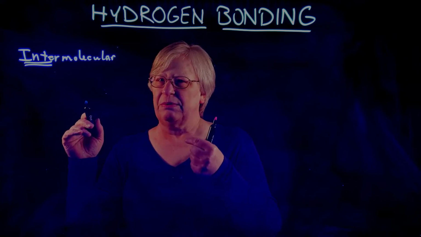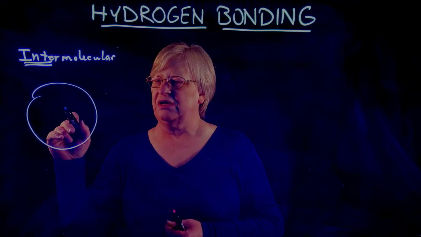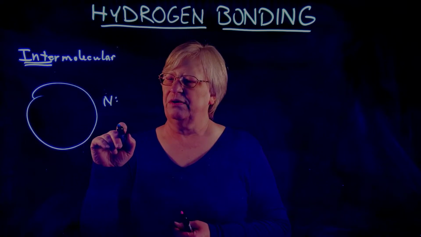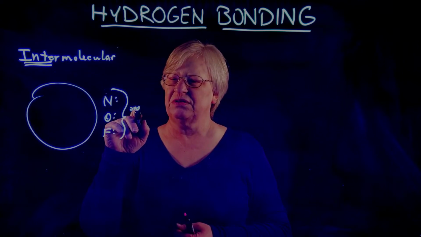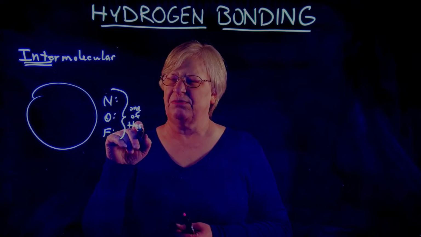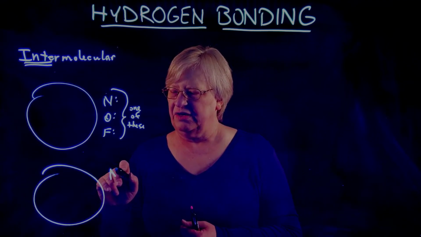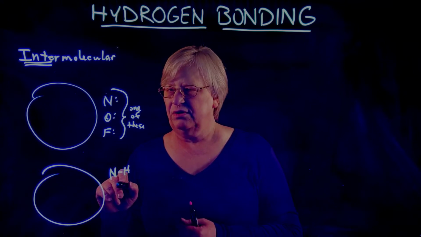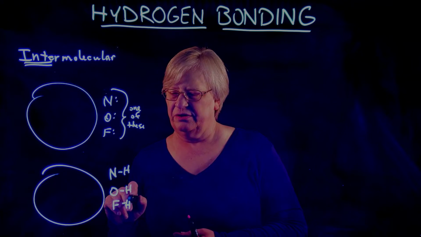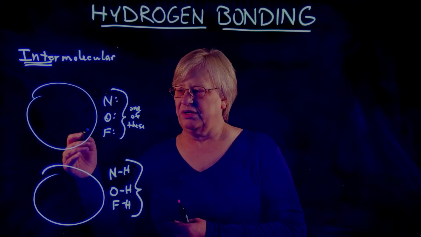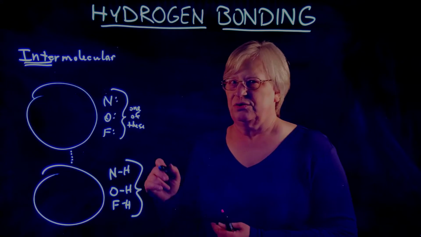So we need certain things to be present in the molecules in order for a hydrogen bond to happen. In the first molecule, we either need a nitrogen with a lone pair, or an oxygen with a lone pair, or a fluorine with a lone pair. Any one of these can be present, but one of these must be present, okay? In the second molecule, we have to have a nitrogen attached to a hydrogen. There's where the hydrogen comes from. Or an oxygen with a hydrogen, or a fluorine with a hydrogen. And it has to be one of those in the second molecule. And then we're going to talk about what causes these two molecules to be attracted to each other.